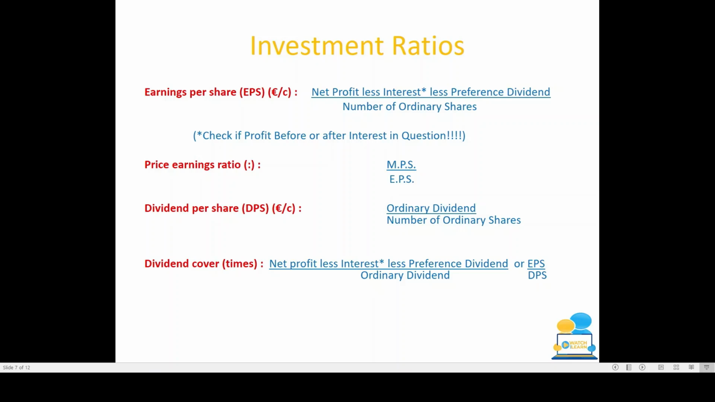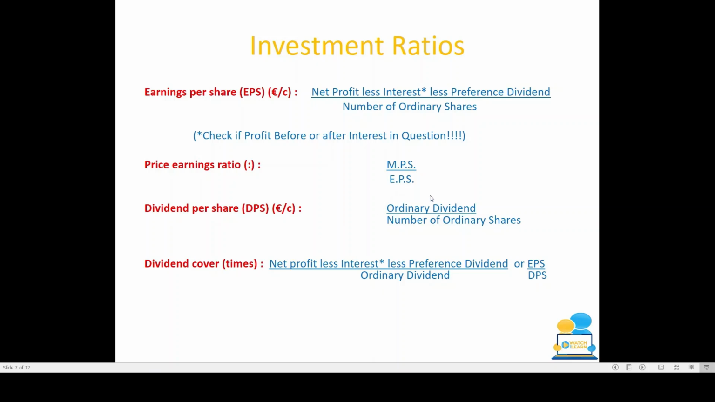Price earnings ratio is the market price per share divided by the earnings per share. And again, with the price earnings ratio, the market price per share is usually given to you, but the earnings per share you will have to work out, and that's a separate ratio. So really, if you're asked the price earnings ratio, you will have to work out earnings per share before you can do it. So you effectively have to work out two ratios.